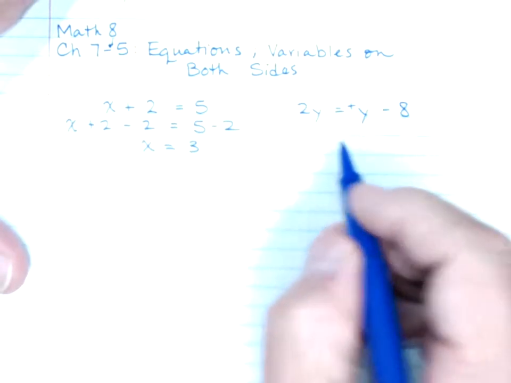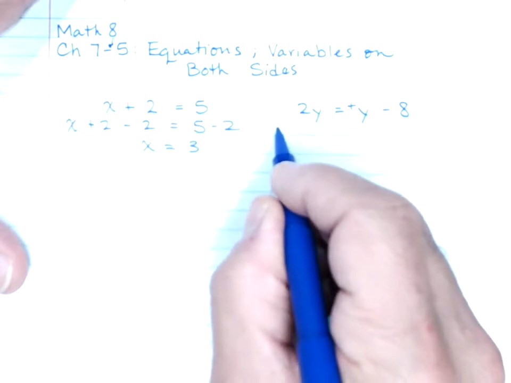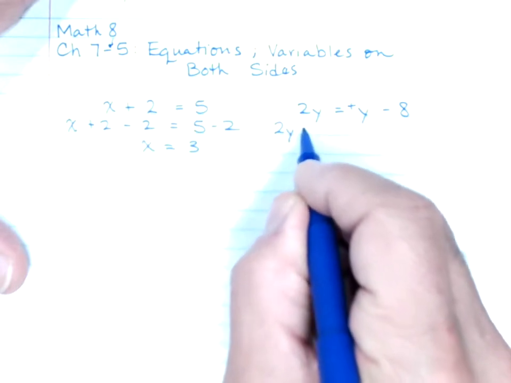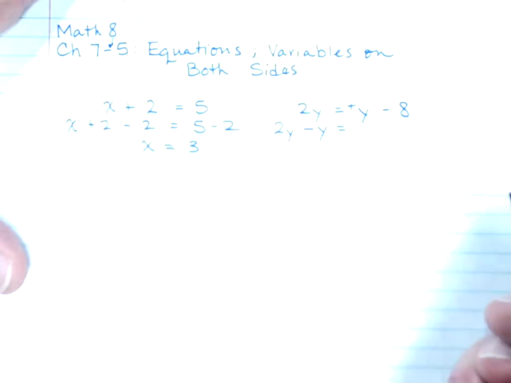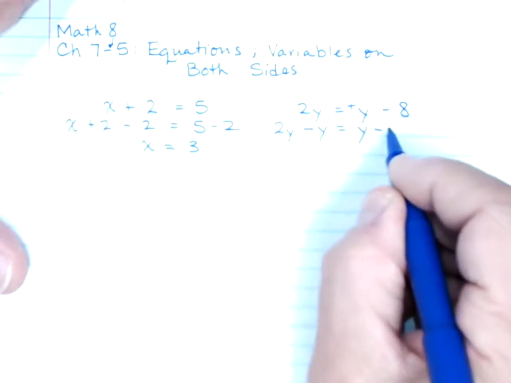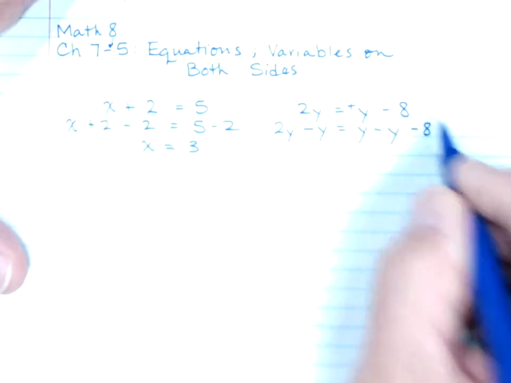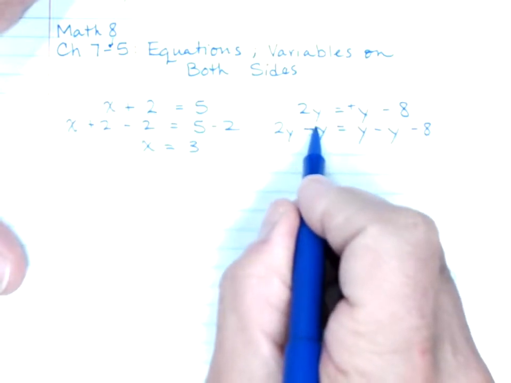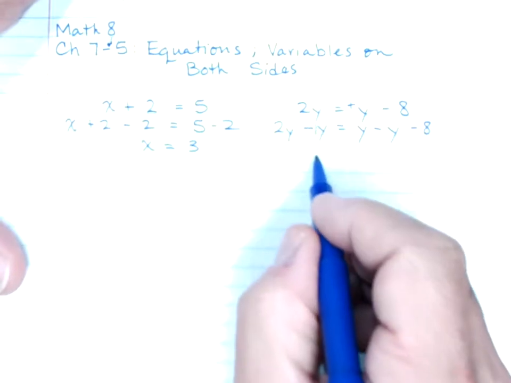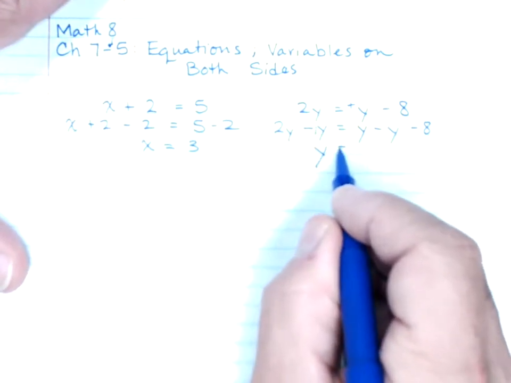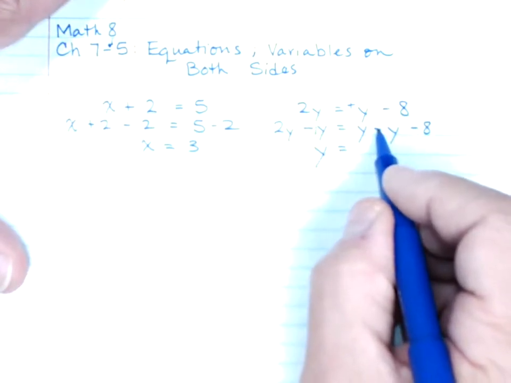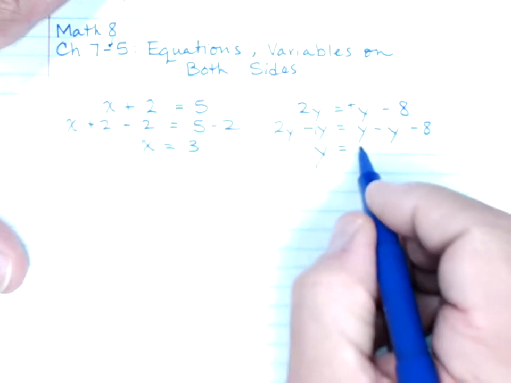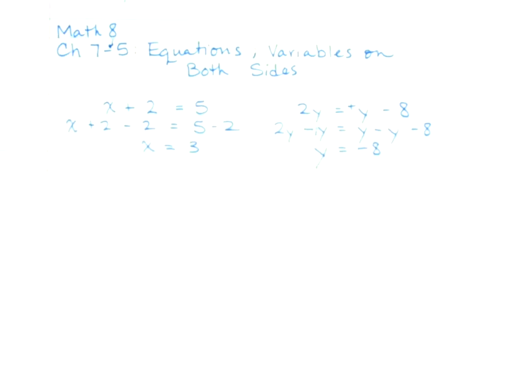So the inverse of y is negative y. So y minus itself, minus 8. 2y minus 1y is just y. 1y minus 1y is 0, leaving us with negative 8. And that's it. That's how you would do it.